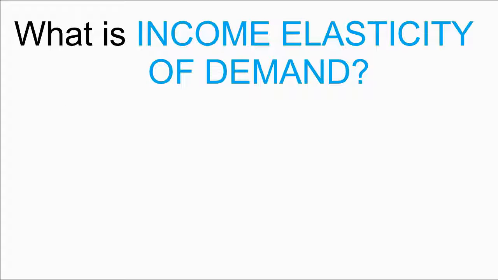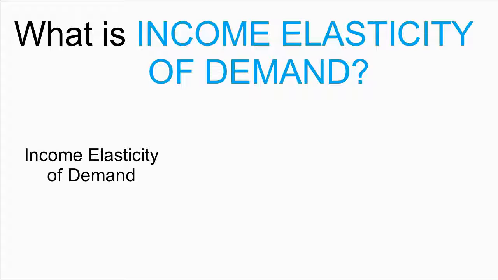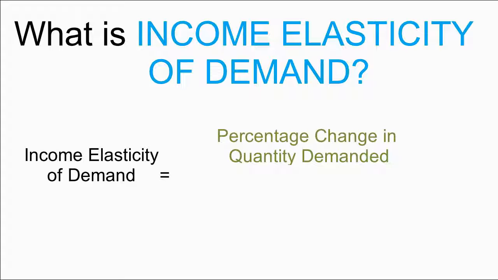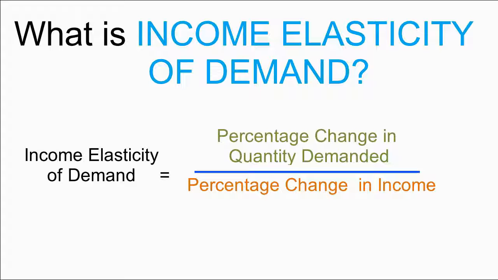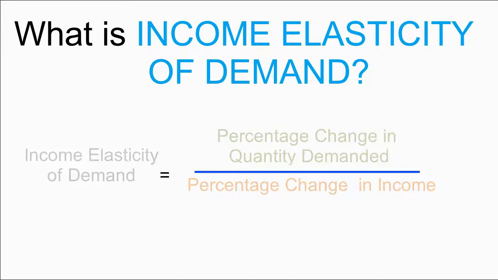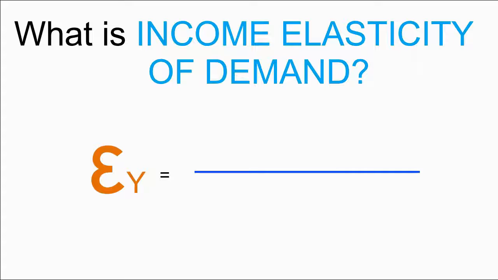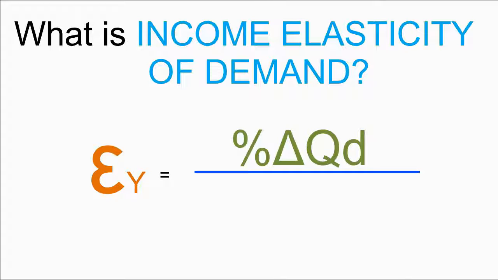Basically, the formula for income elasticity of demand is: income elasticity of demand is equal to percentage change in quantity demanded over percentage change in income. Applying a mathematical symbol, epsilon y is equal to percentage change in quantity demanded over percentage change in y.